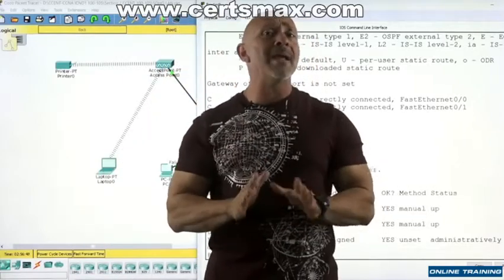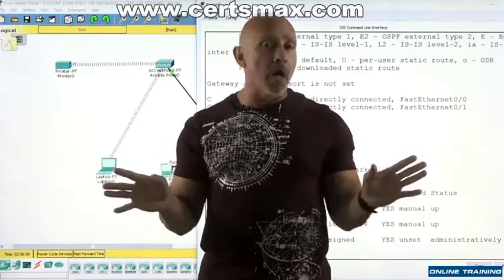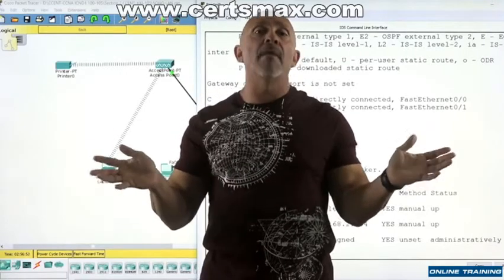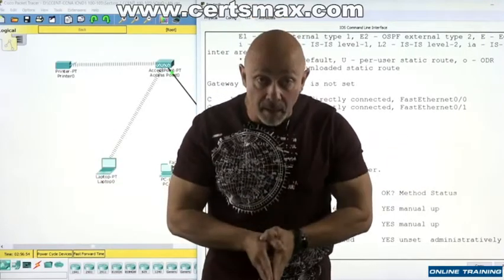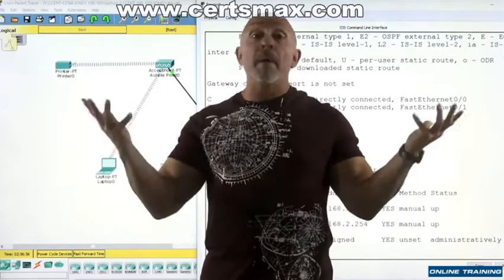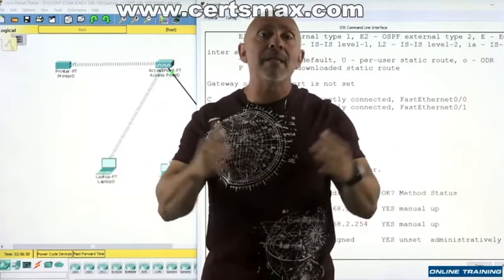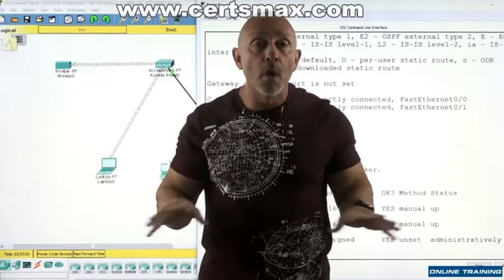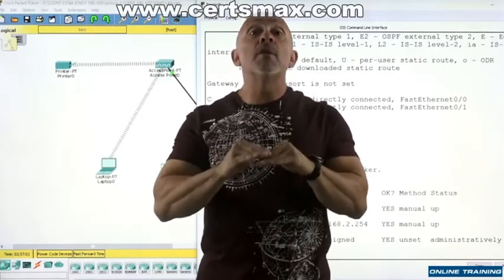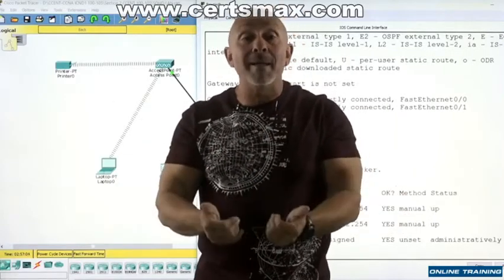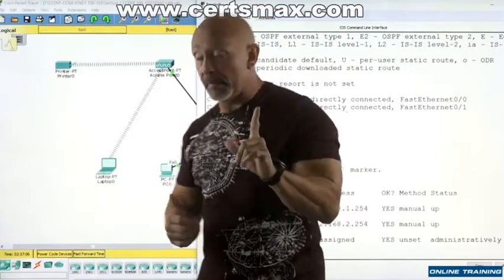So SOHO LANs in the past may have used hubs. Unfortunately, that's all they had. And if they were lucky enough, they may have had a bridge or maybe even a switch. Obviously, they had to connect these nodes or end devices to the networking devices using what? Cables.